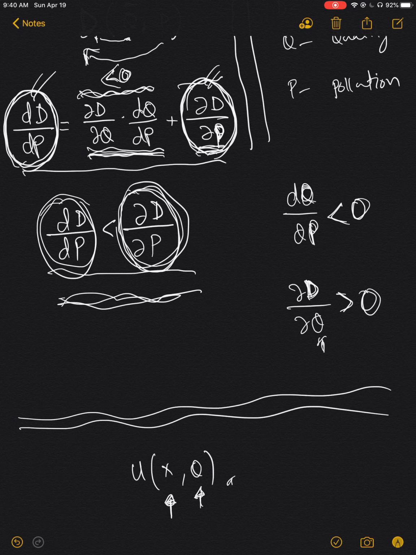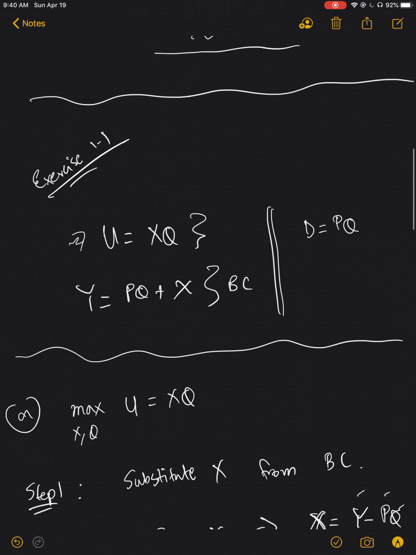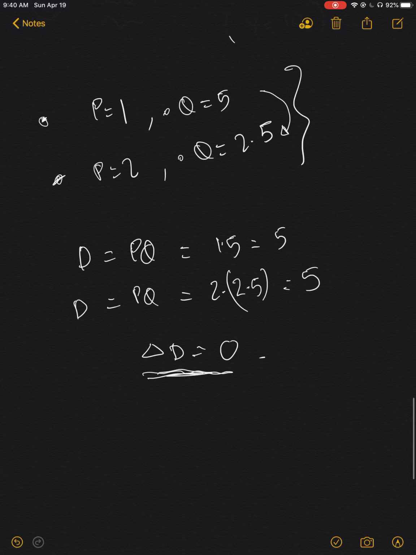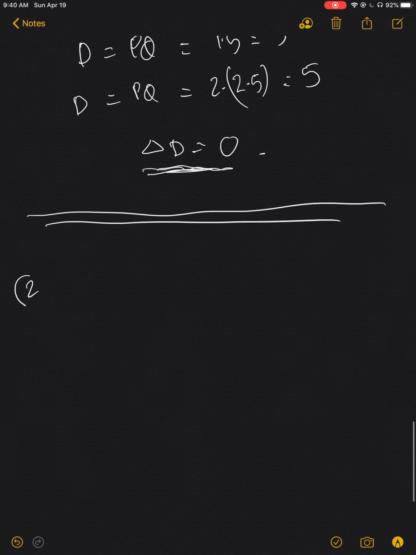So it's dD/dP that's actually 0, not partial D partial P. Okay. And there's a very closely related problem also in your problem set, in problem set 7. Okay, so let's move on to number 2 now.